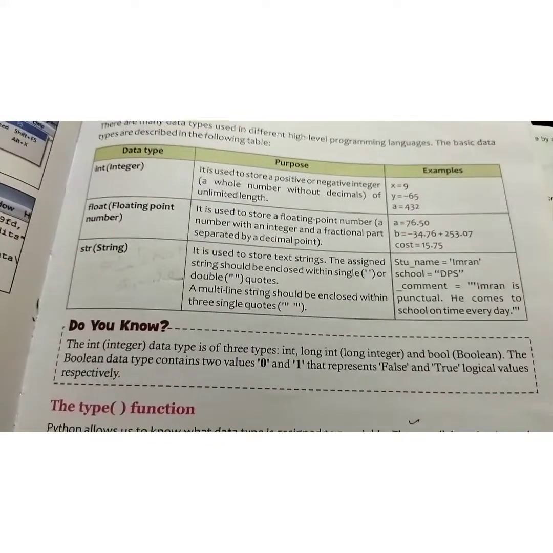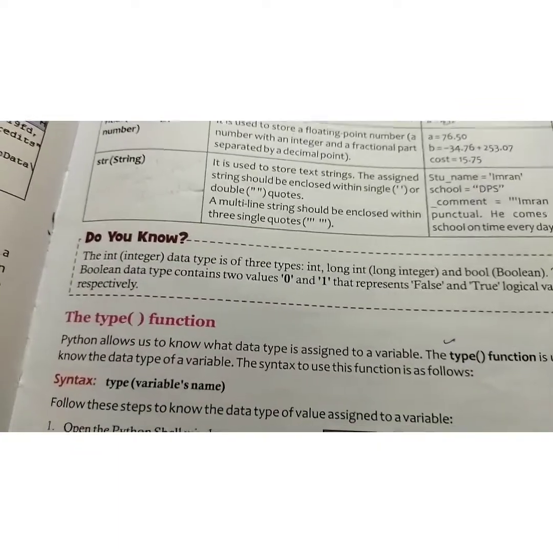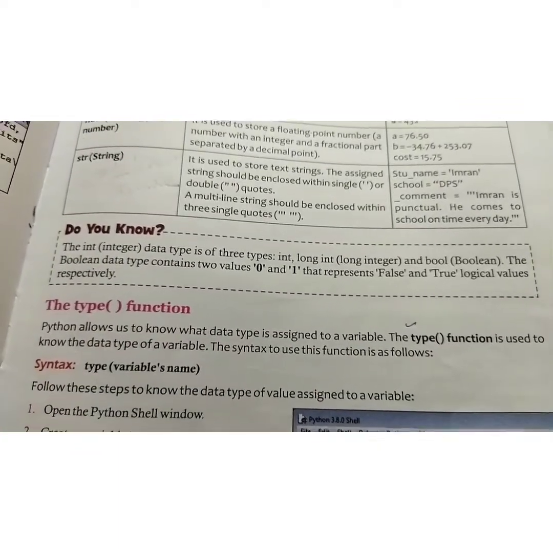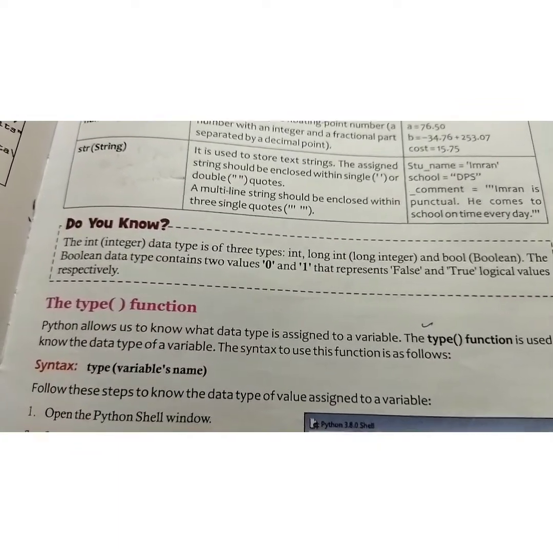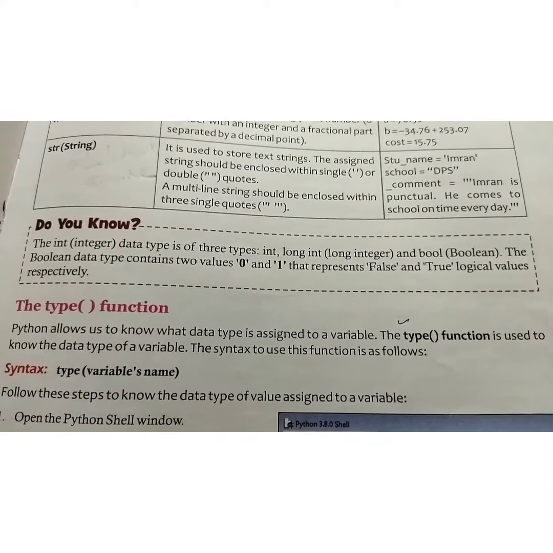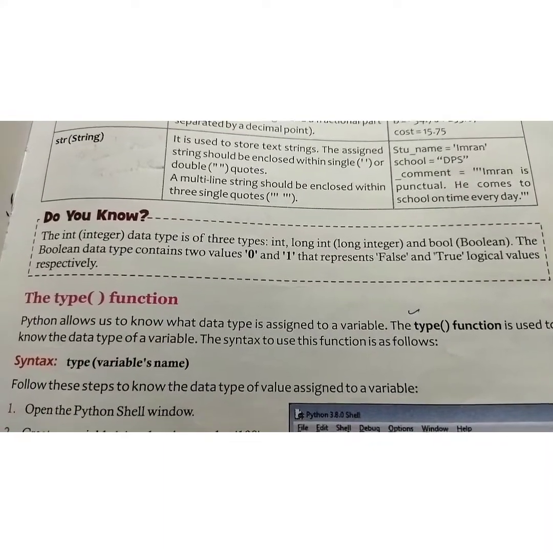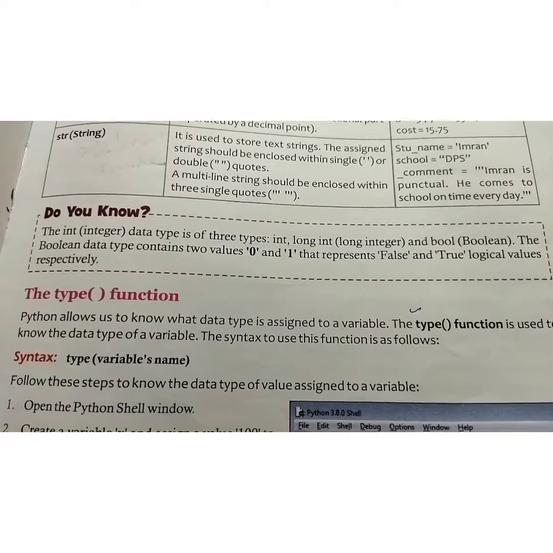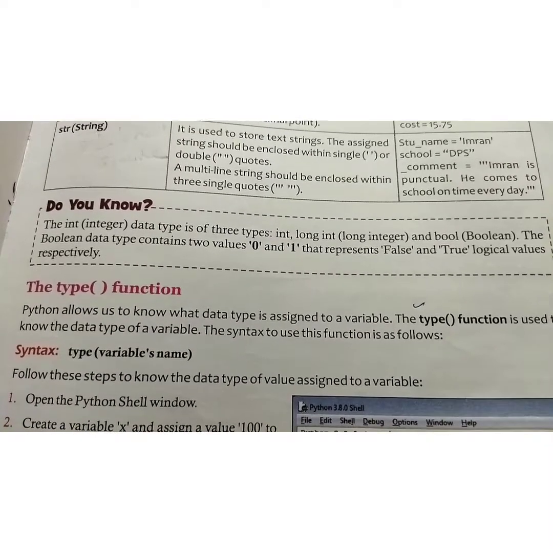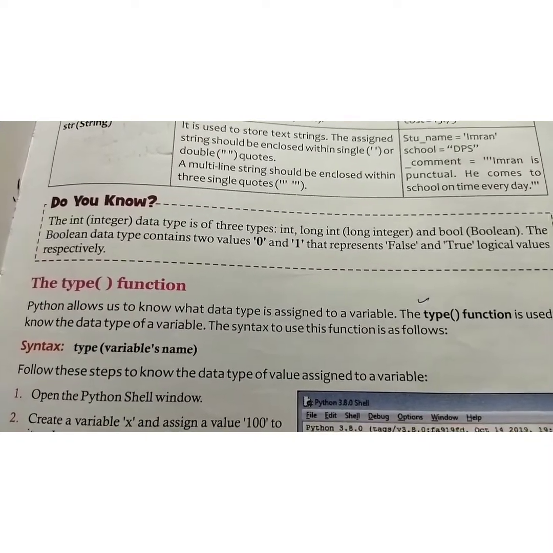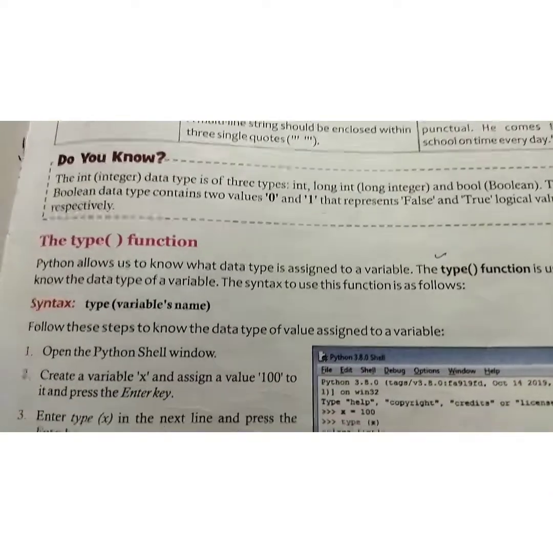Now, do you know students, the int integer data type is of 3 types: int, long integer, and boolean. The boolean data type contains 2 values, 0 and 1, that represent false and true values, logical values respectively. Then, students, the type function.